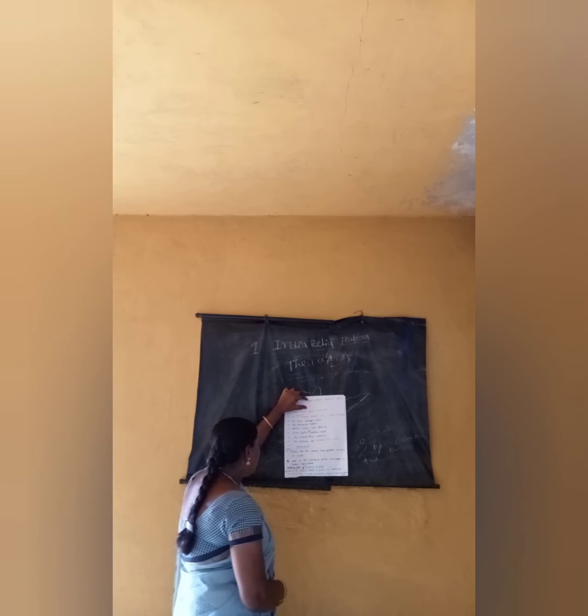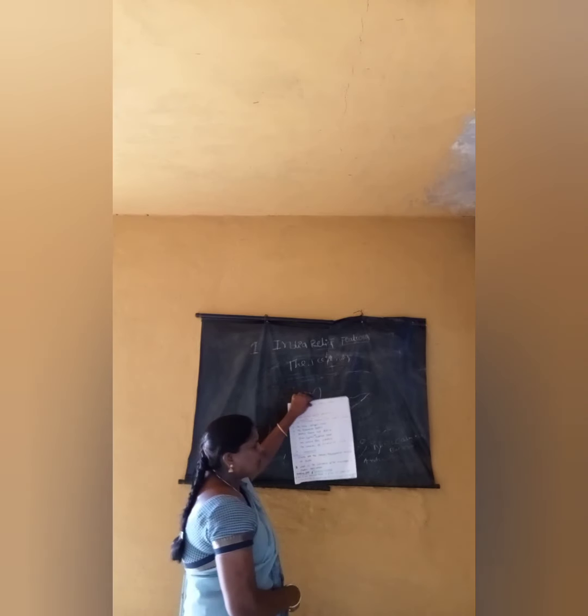Third question, mapping skill, 5th academic standard. Locate the following places on the India map. First one, Aravalli Hills. Second one, Anaimudi. Third one, Chota Nagpur Plateau. Fourth one, Uttar Pradesh. Okay, thank you.